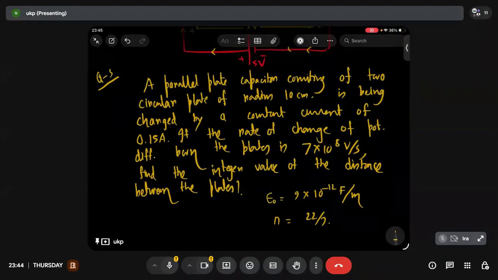So the integer value of the distance in between the plates, in which unit, millimeter? No unit is mentioned, let me check once. It is in micrometer. Sorry, I forgot to mention. Find the distance in micrometer.